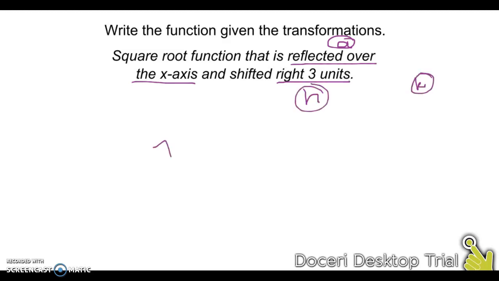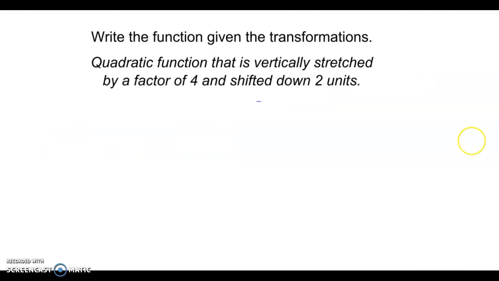So, square root. There's our parent function for the square root. We reflected it over the x-axis, so that's our a in front. We made it negative. That reflects it over the x-axis. And we shifted it right. That's our h. So you would think plus, but because h is backwards, it would be minus 3. So our g of x would equal negative square root of x minus 3. Let's do another one.